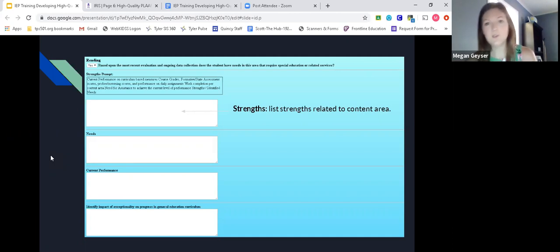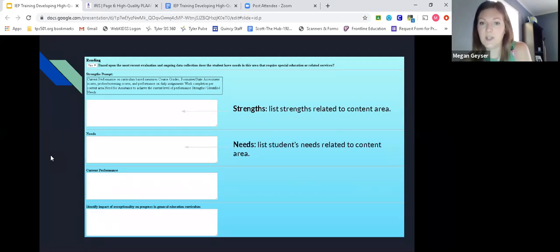This is a great place to put the strengths based on the data and the content area. So right now we're in reading. If the student has performed well on a reading assessment, this would be a fantastic place to put that strength with the content area. The next one is the student needs. This is where we list those needs related to the content area. The needs, the weaknesses, the deficits here.